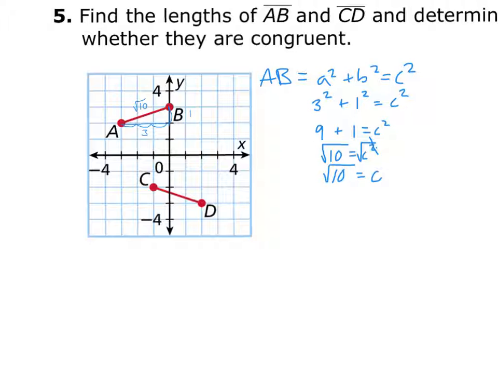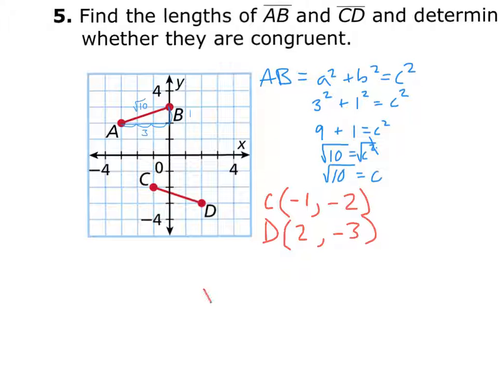So now let's use the distance formula finding CD. So to find the length using the distance formula, we need to find the points that correspond to C and D. So the coordinates for point C would be (-1, -2), because you're going to the left on the x-axis 1, and then you're going down 2. And the coordinates for D would be (2, -3), because you're going to the right on the x-axis 2, and then you're going down 3.